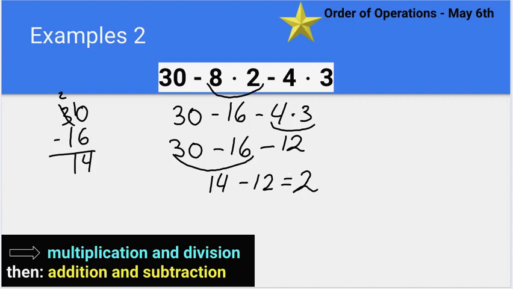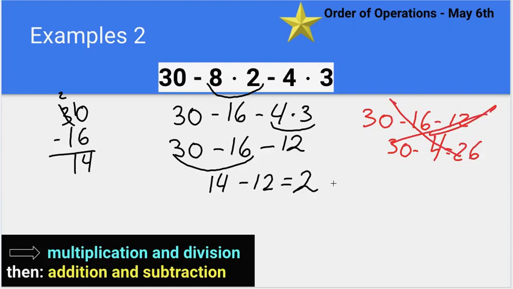Notice again, this is really important that we go left to right, because just think if we did, this is incorrect, but if we did the 16 minus 12 first, well, 16 minus 12 is 4. And then if we did 30 minus 4, that would give us 26. And this would be incorrect because our answer is 2. So we got to pay real close attention to detail, guys.